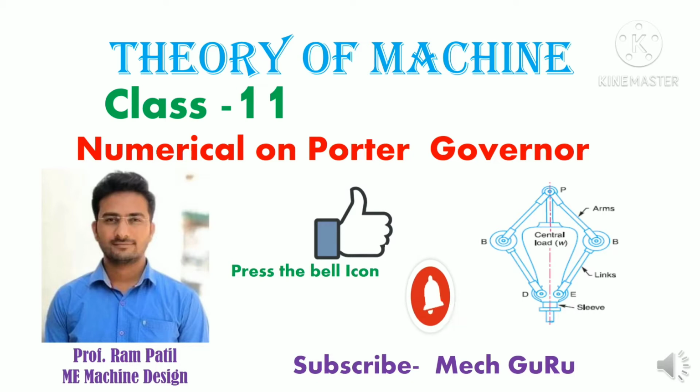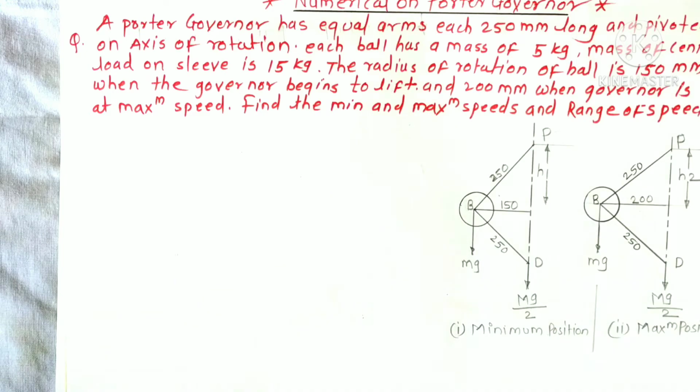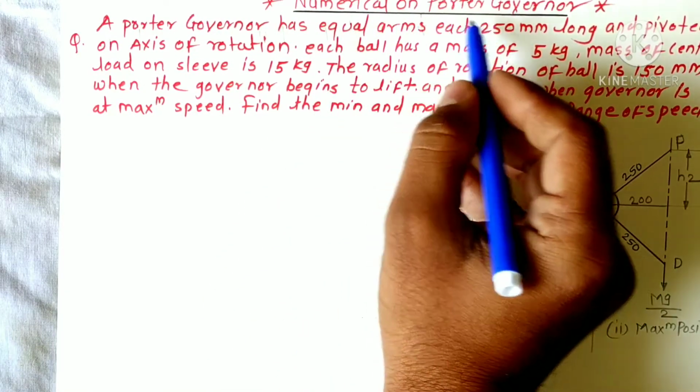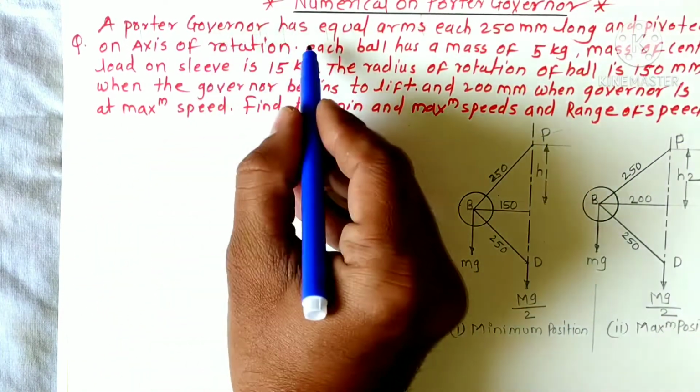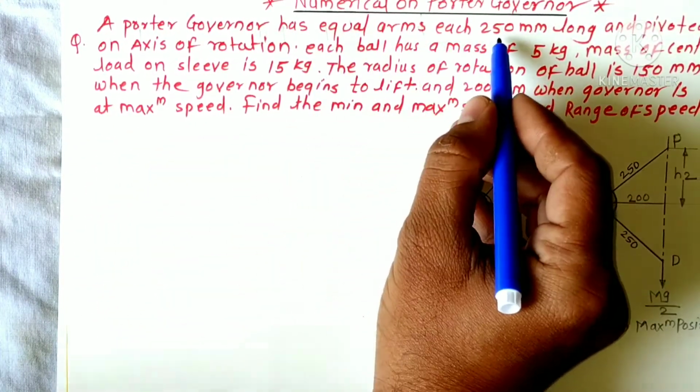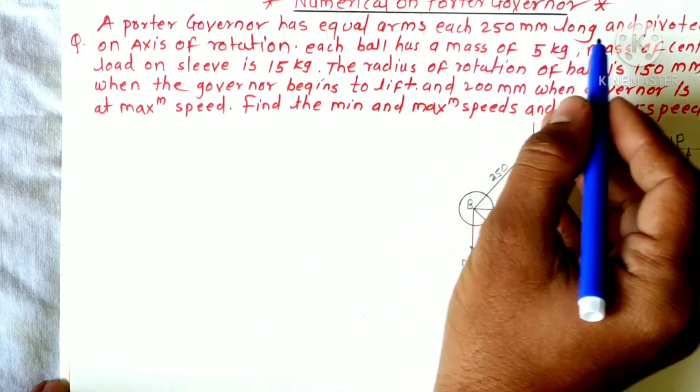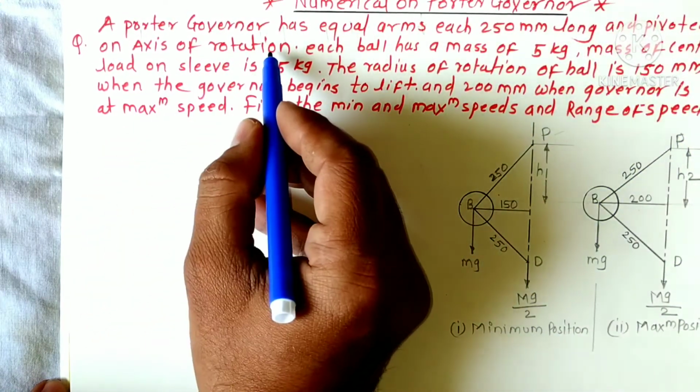So today our topic is numerical on Porter governor. So let's go through it. So, hi friends, today our topic is numerical on Porter governor. So let's start. A Porter governor has equal arms, each 250 mm long and pivoted on axis of rotation.